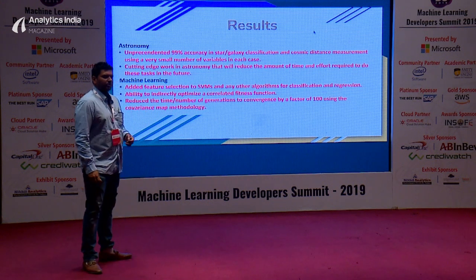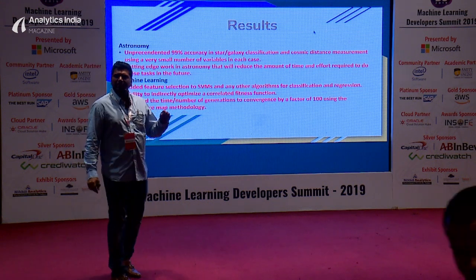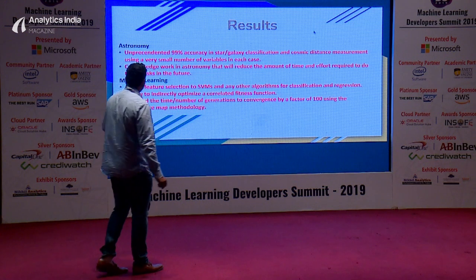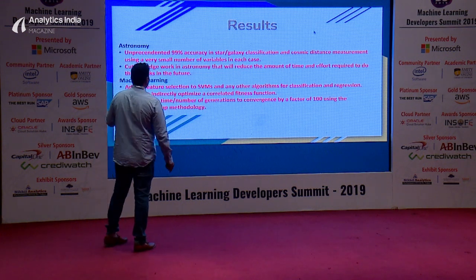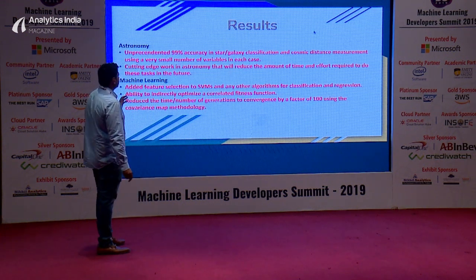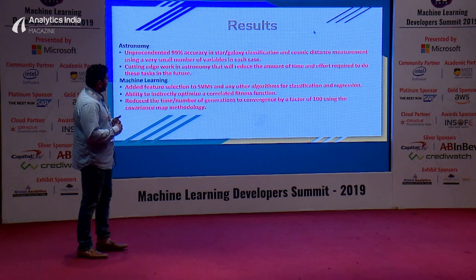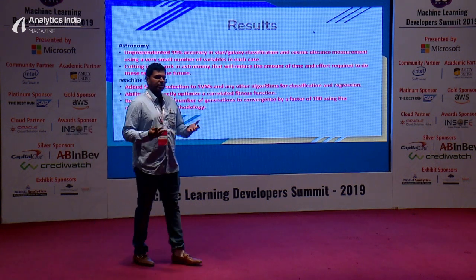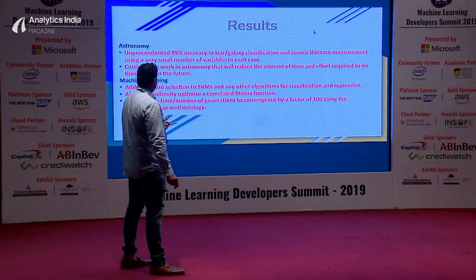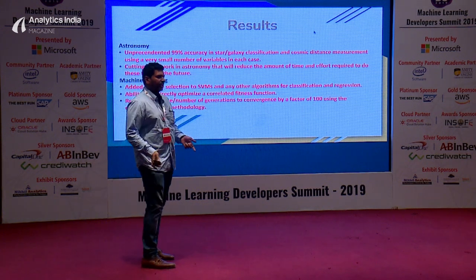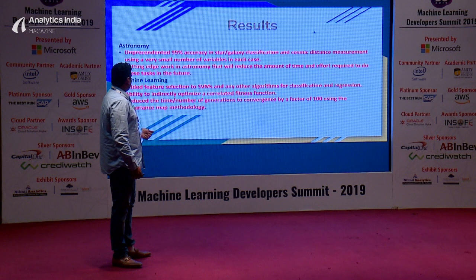So what we did here was on two fronts: astronomy and machine learning. On the astronomy side, we had an unprecedented 99% accuracy on a star-galaxy classification and on cosmic distance measurement to quasars. So that's number one. Number two is that we used a very small number of variables in each case.